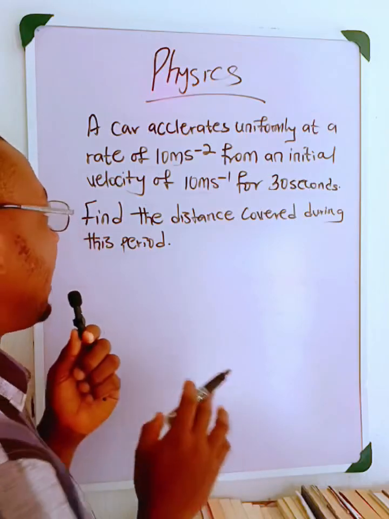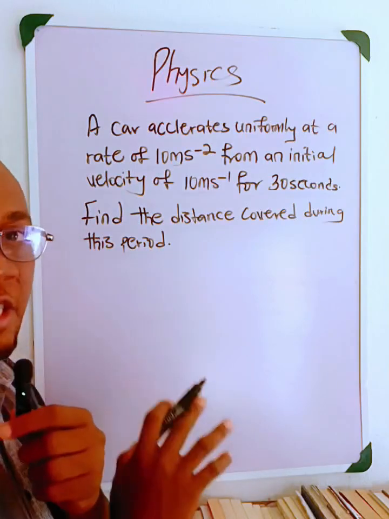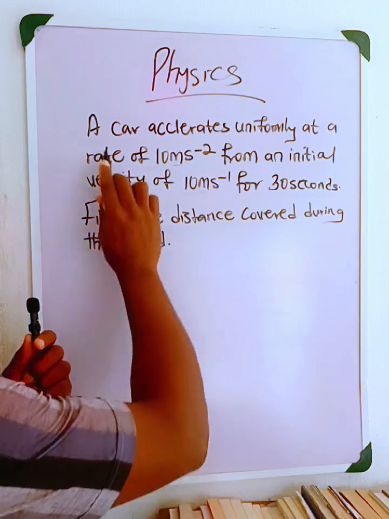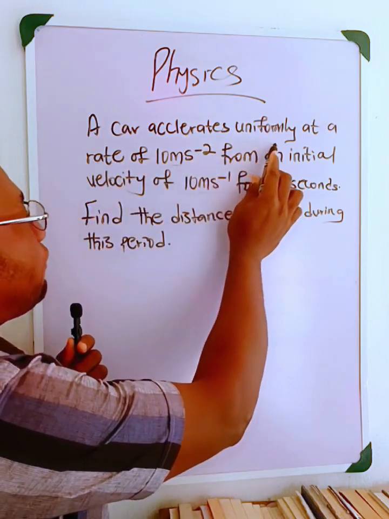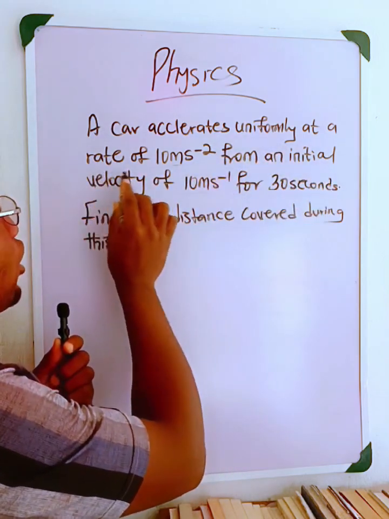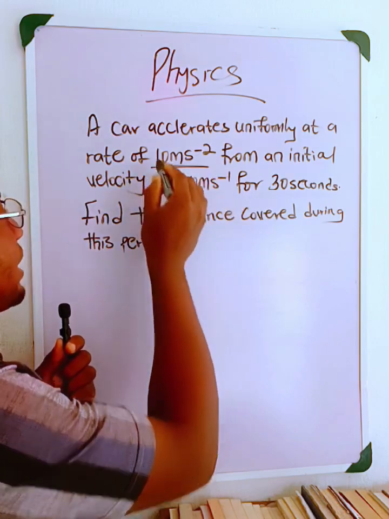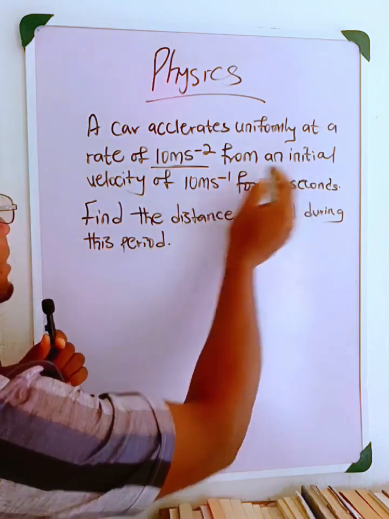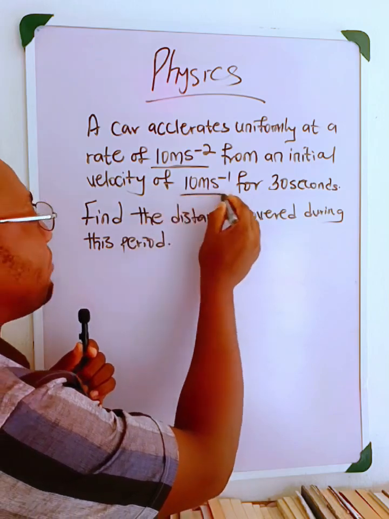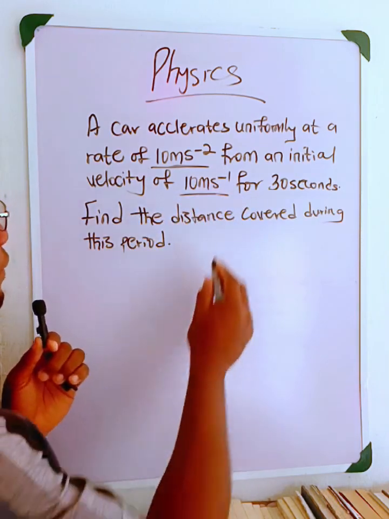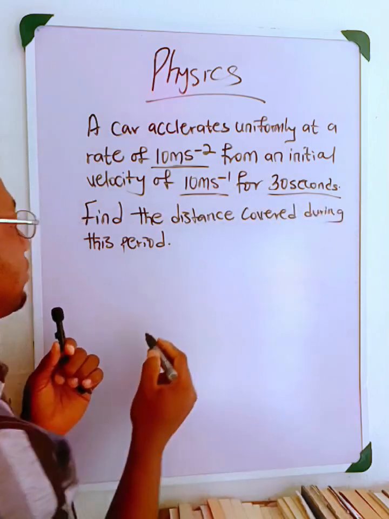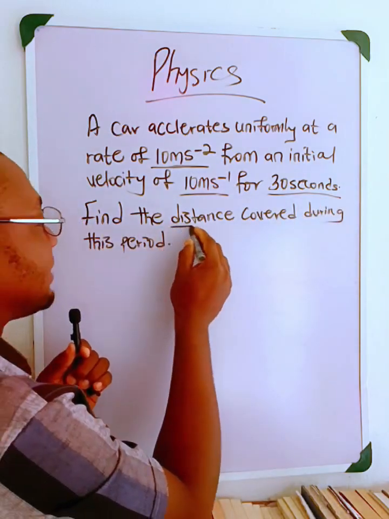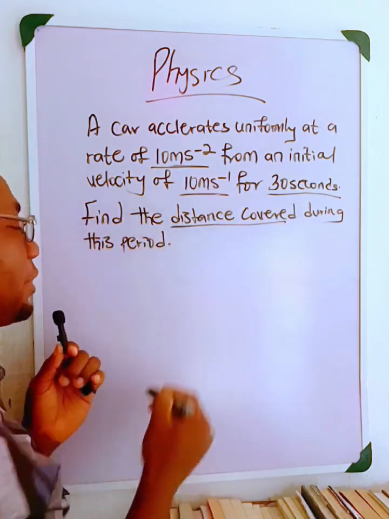All right, pay attention. Let us solve this physics question. A car accelerates uniformly at a rate of 10 meters per second square from an initial velocity of 10 meters per second for 30 seconds. Find the distance covered during this period.